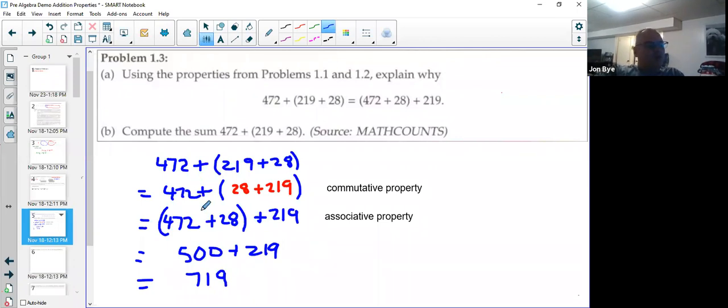Working on mental math is super important. We want to be good at mental math. So that's that question. We got two properties for addition. So far we have what's called the commutative property and the associative property. Let's look at the next example.